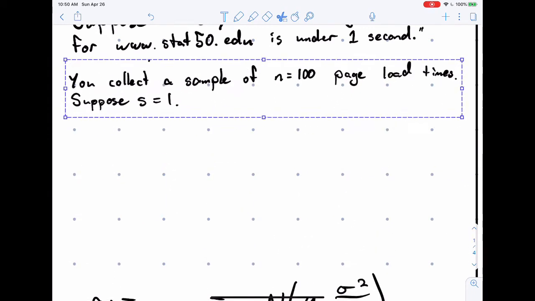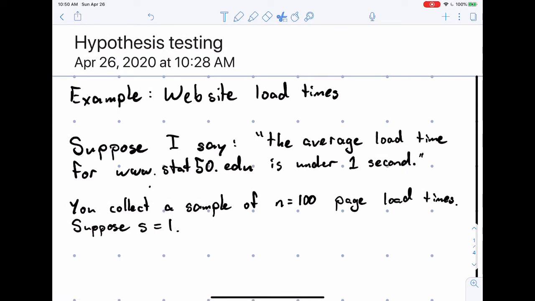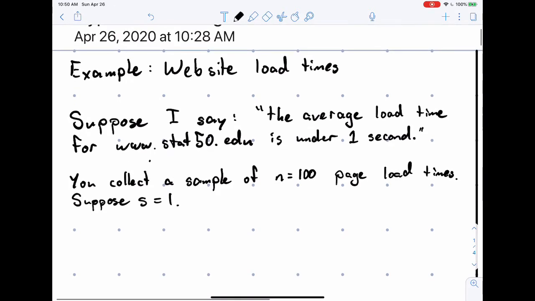So you collect a sample of 100 page load times. You get a sample of actual data, and suppose that the standard deviation is 1 in your sample, just to make things simple. If you see x bar equals 0.5, then you don't really have any reason to doubt my claim.